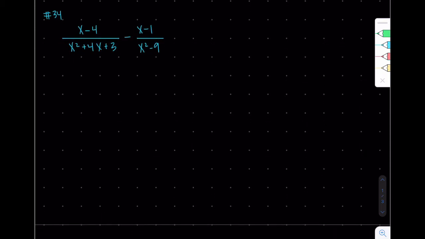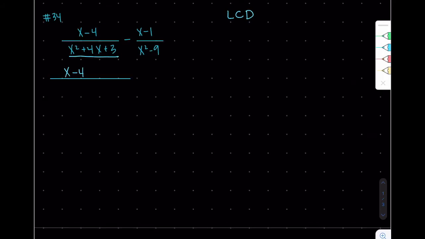I'm going to do this example from number 34. So now here, remember the first step, we need to find our LCD. And to help us find that, we're going to factor the expression. So this first one, we can leave the top, the x minus 4. This is just a factoring problem.